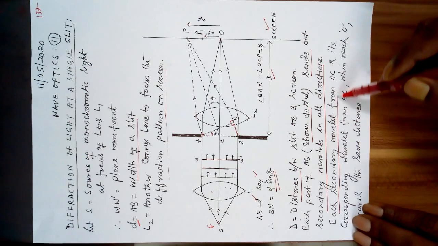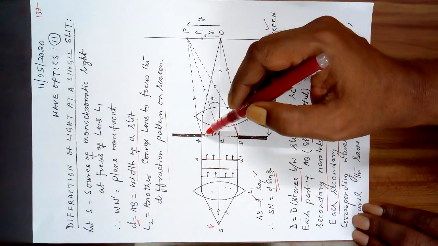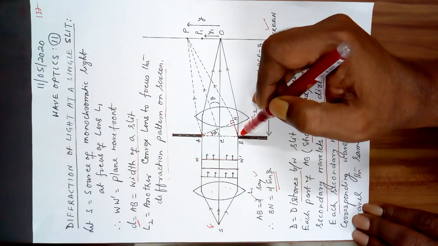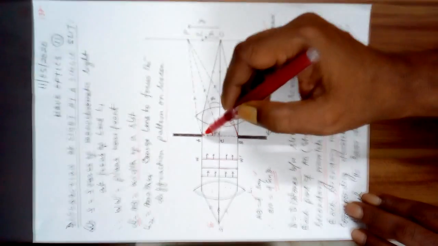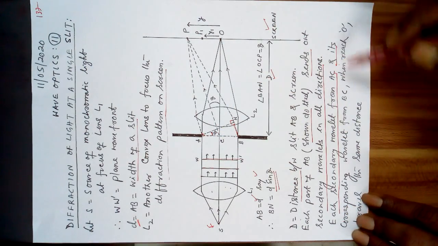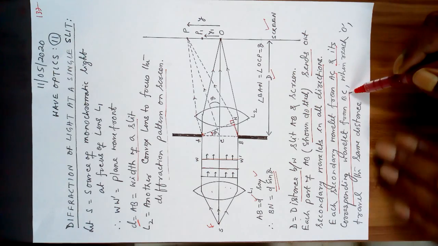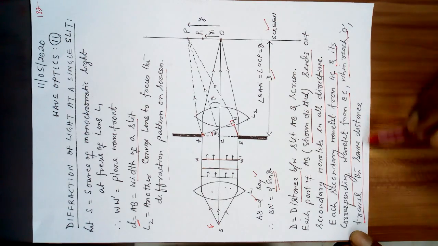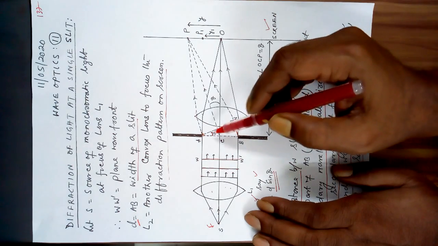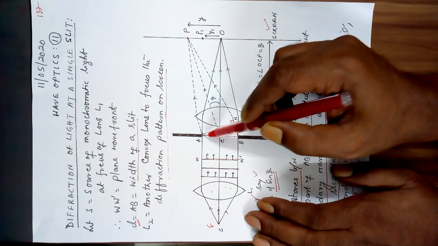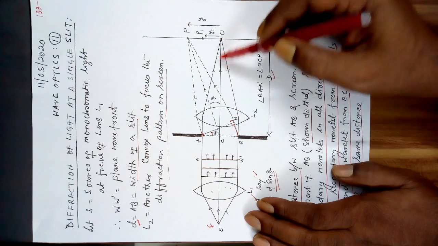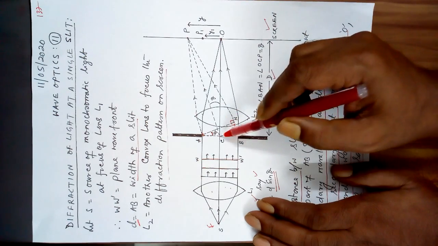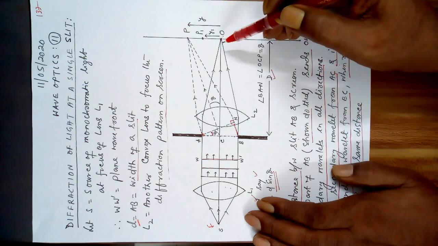Each secondary wavelet from AC, and its corresponding wavelet from BC, reach O and travel the same distance. Look, any wavelet from AC while arriving at O, and its corresponding wavelet in BC while arriving at O, travel the same distance.